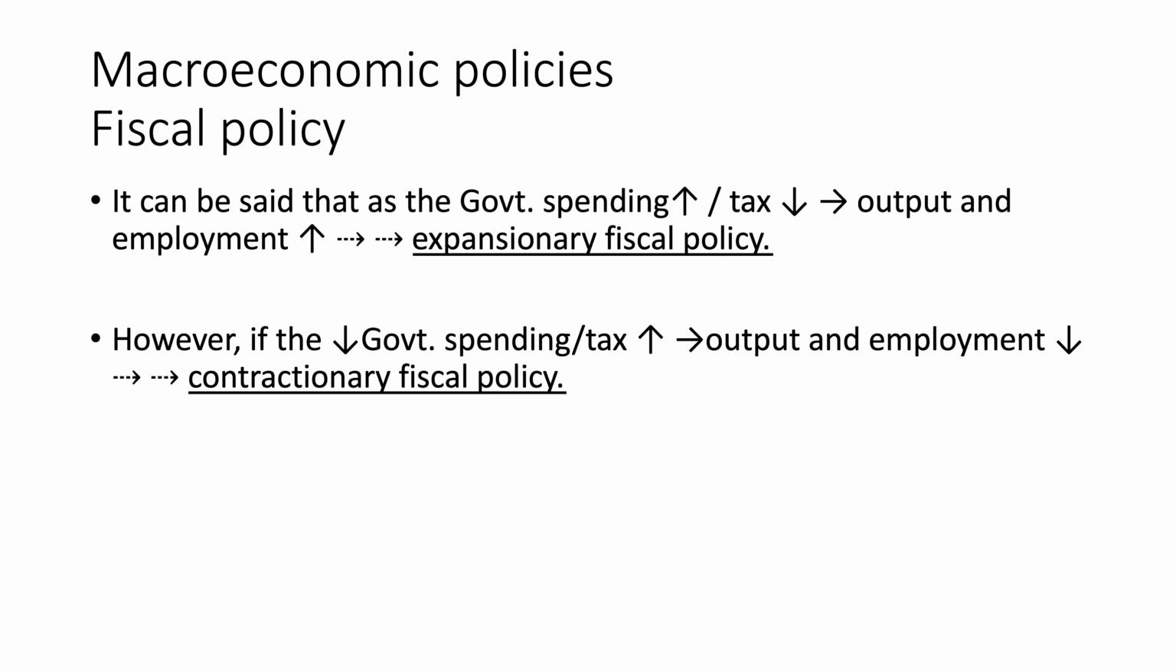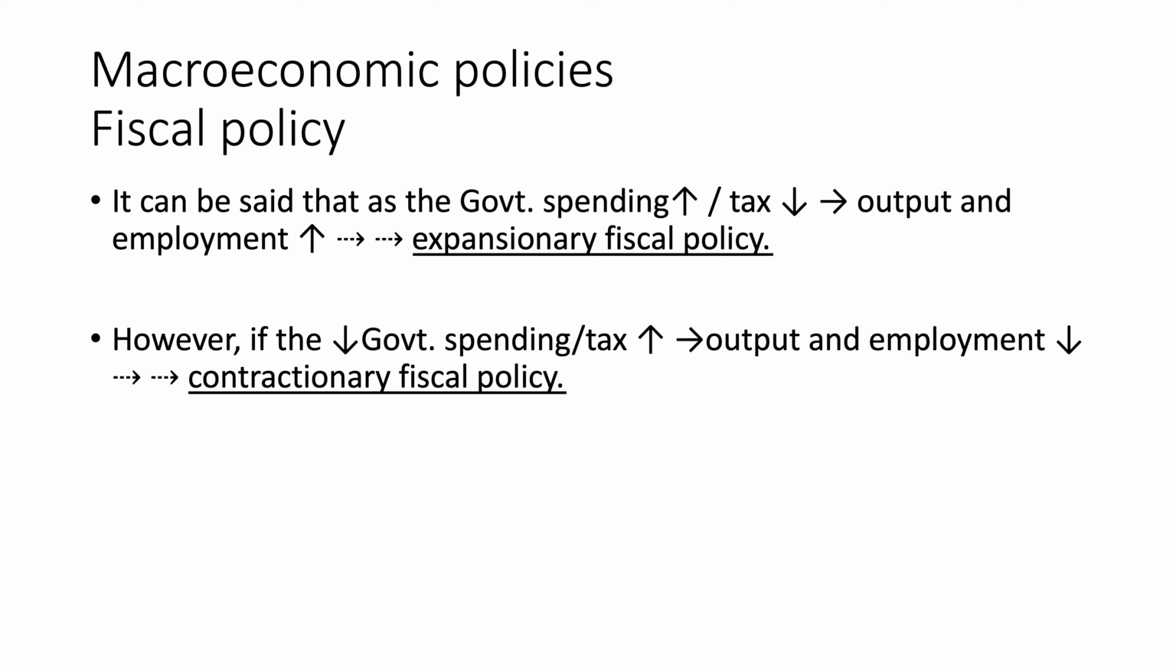However, if government spending reduces or the tax increases, output and employment are going to be reduced, and that we say is contractionary fiscal policy. So rather than using the terms higher government spending or higher tax, we are going to use the terms expansionary fiscal policy and contractionary fiscal policy.